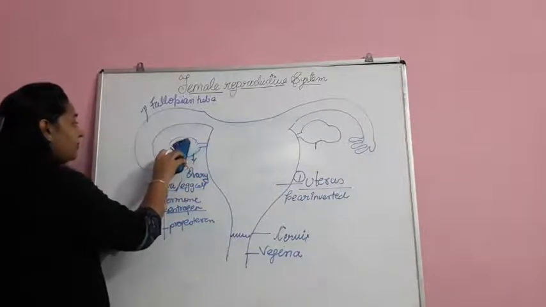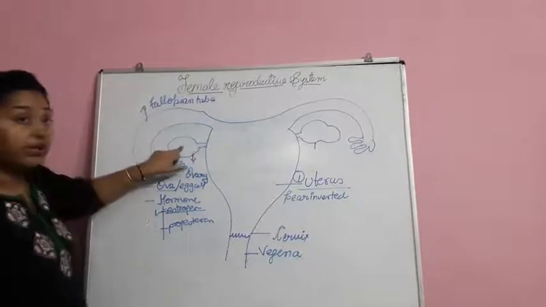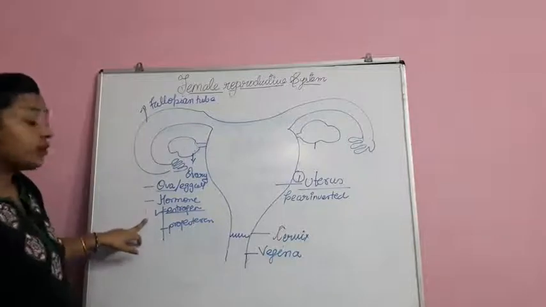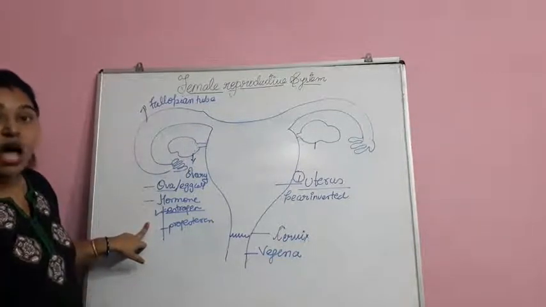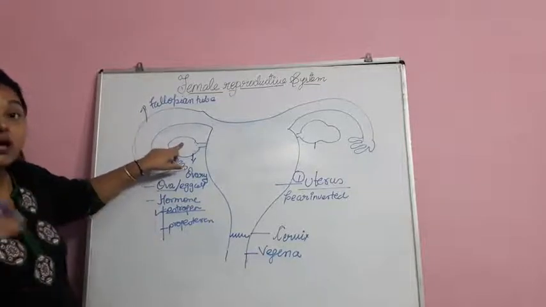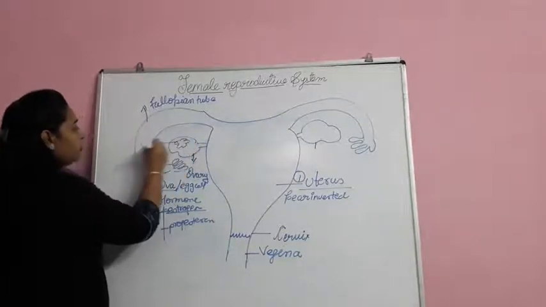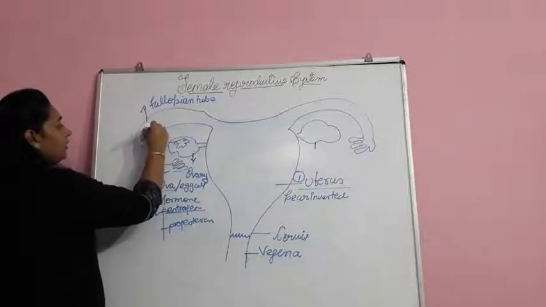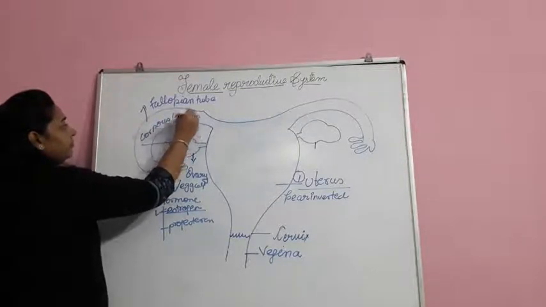Now what happens? These estrogens have done their work here after the removal of the egg cell. Now when the egg cell comes out of this follicle, it gets converted into the corpus luteum. Here I am writing corpus luteum.